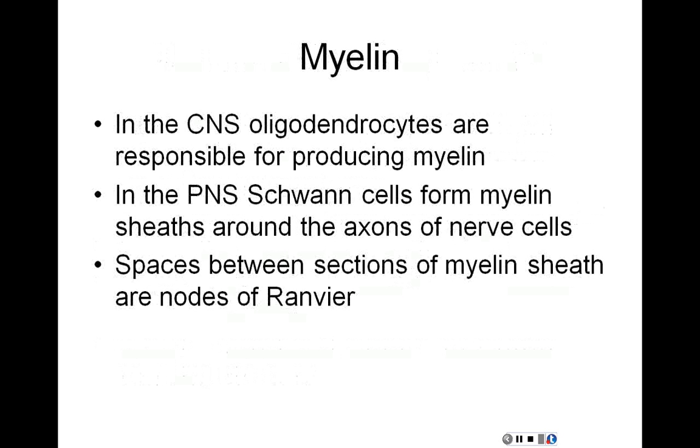When we look at myelin, we can divide it into two different types, depending on whether it's found in the central nervous system or the peripheral nervous system. In the central nervous system, the cell type responsible for creating myelin is called an oligodendrocyte. In the peripheral nervous system, the cell type responsible for myelin is called a Schwann cell. When we look at myelin, we notice it's not a continuous sheath around the axon. It actually has spaces in between different sections of myelin, and those spaces are called nodes of Ranvier, and those are going to become very important as we start to talk about the way that neurons work.